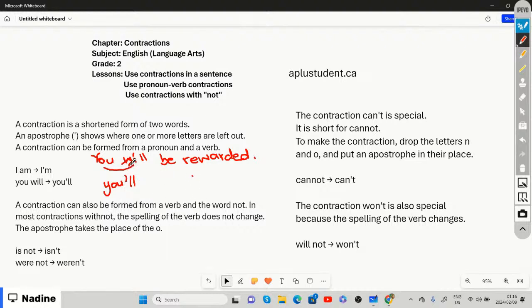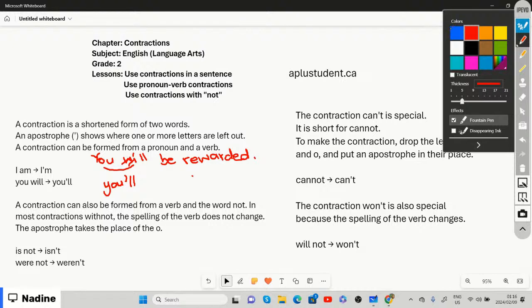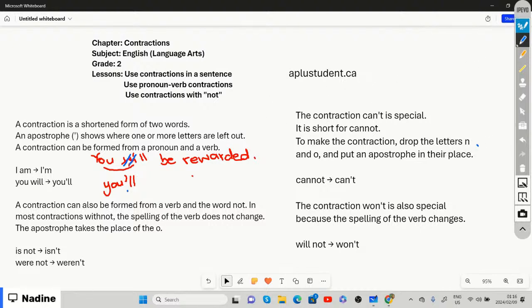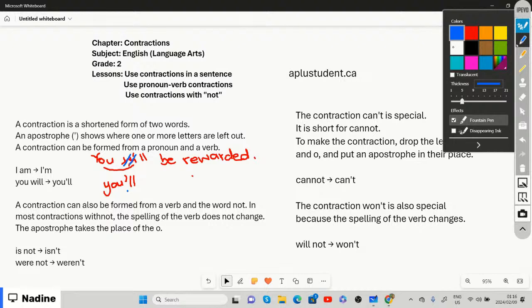Right? And as you can see, I removed the W as well as the I, but I only put one apostrophe in its place. I did not put more than one apostrophe, right? Which means that, like I said, if you leave out more than one letter right before creating our contraction, then you only need to put one apostrophe. We don't put more than one apostrophe because we left out more than one letter.